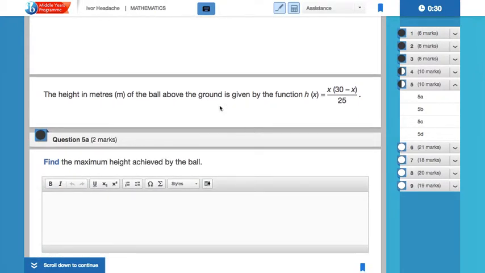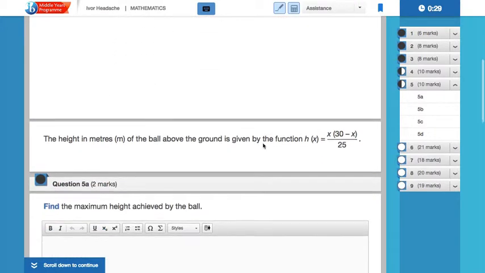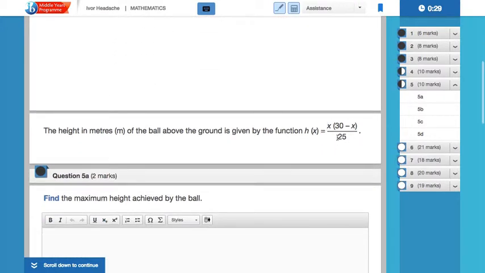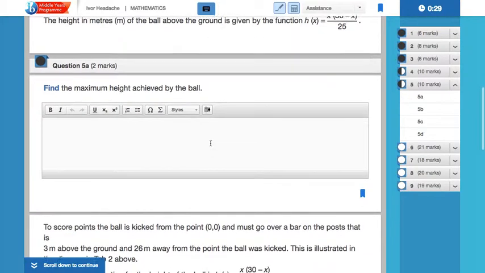So it gives you a formula for the height in meters of this particular ball above the ground, and although it looks like a fraction, well, it is a fraction, that's basically a quadratic because you've got an x times a minus x, so that will boil down to something x squared and something x and something that can be rearranged and put equal to 0. So because when you multiply it out, the highest power of x there is x squared, then you've got a quadratic equation. And it says find the maximum height achieved by the ball.